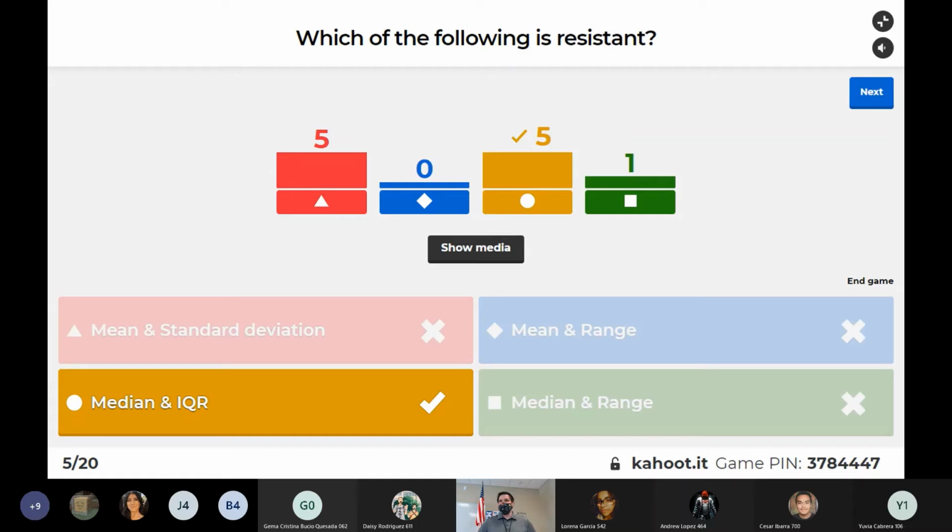Right. The range is not resistant to outliers because the range is essentially how much is between the minimum and the maximum. So if you have an extreme value, that's going to make the range even bigger, or smaller if it's on the other side. All right, the median and range. Median is resistant, but range is not.